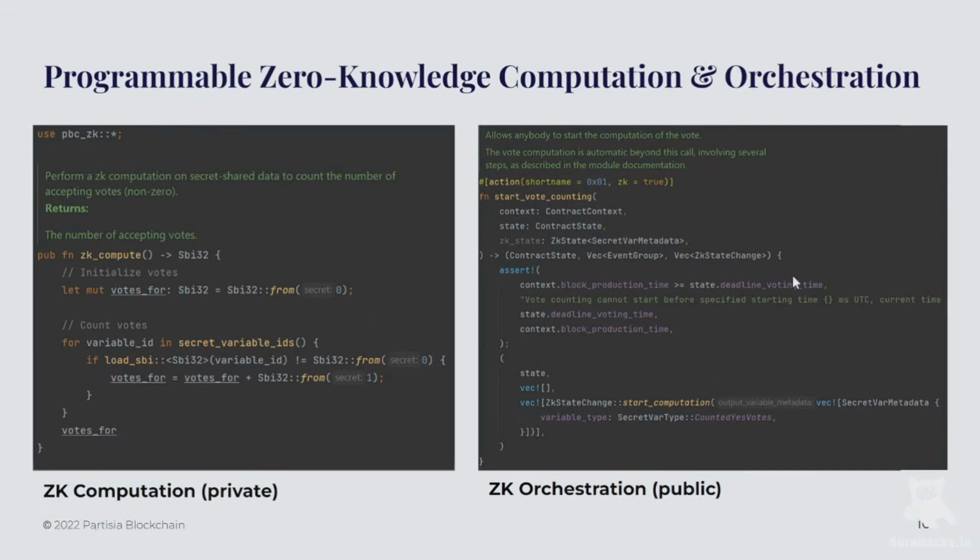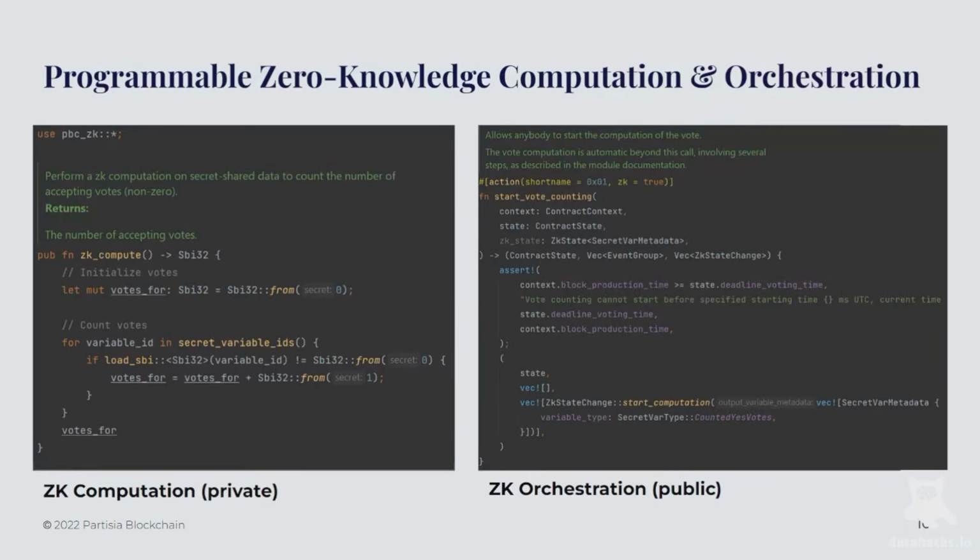On the right side, you see part of the orchestration. What I'm showing here is how you actually start the counting of the votes. Other parts of this contract will be controlling what happens when you deploy the contract, what happens when someone tries to deliver a vote, and what happens when we are done with the counting. But I've just included the part here where you can actually start the counting.